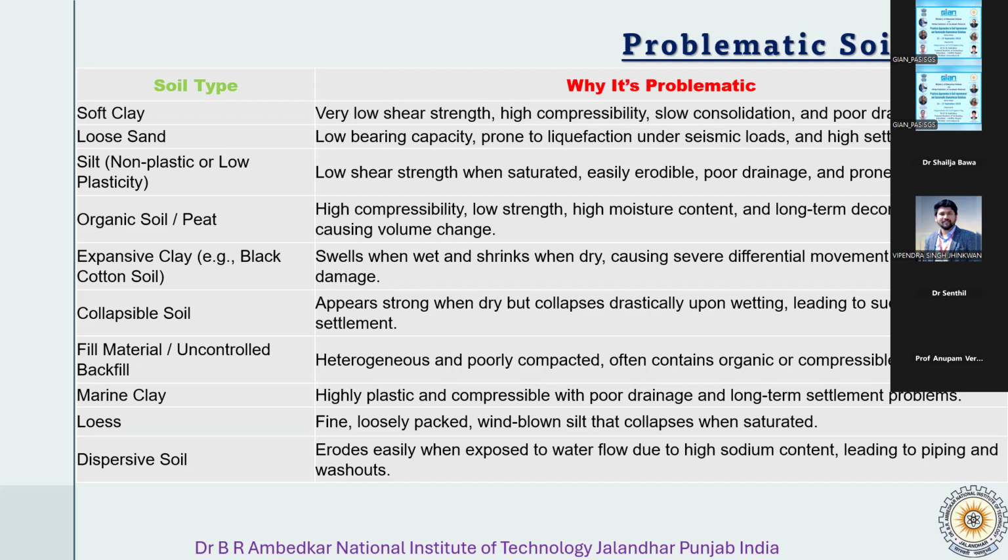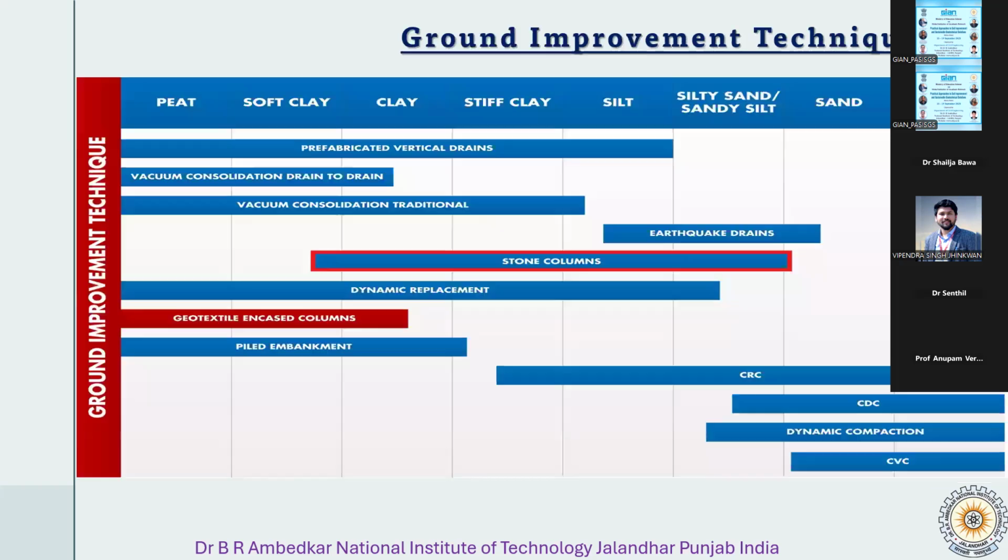Collapsible soils look strong when dry, but they suddenly sink when they get wet. Marine clay is very soft and takes a long time to settle, with poor drainage. Dispersive soils break apart easily in water due to salts, causing erosion and washout. So these types of soils all need improvement before any construction can happen safely. For different types of problems, we have different ground improvement techniques.